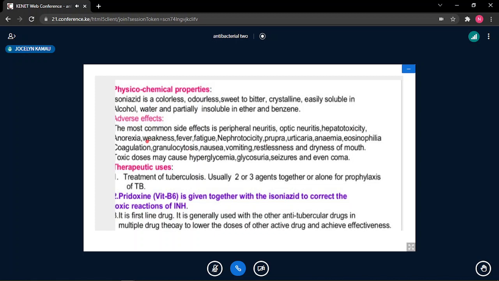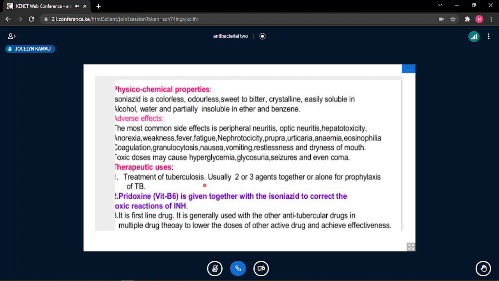They can cause anorexia, weakness, fever, fatigue, nephrotoxicity, and so on. And even the nephrotoxicity, again, because of the same problems. Urticaria, anemia, of course, all these things, you need to know them mainly in pharmacology. But the hepatotoxicity is important even for us as PharmChem students, because we understand the origin of the hepatotoxicity is mainly because of the route of metabolism.